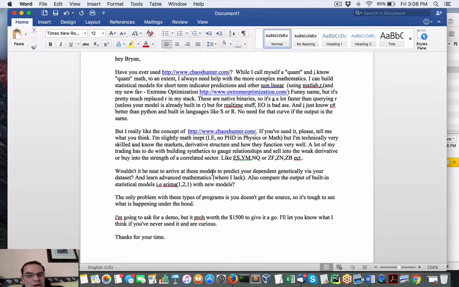When you need to arrive at these models to predict, you're dependent on your data set and need to learn advanced math, which I lack. Also, I compare the output of built-in statistical models like ARIMA. Okay, let me just stop there.